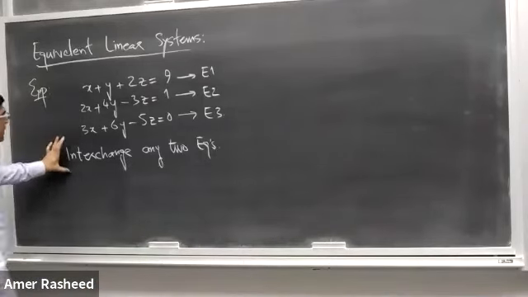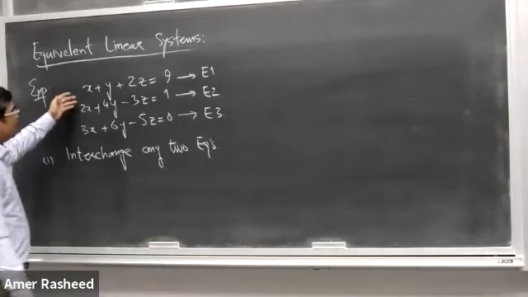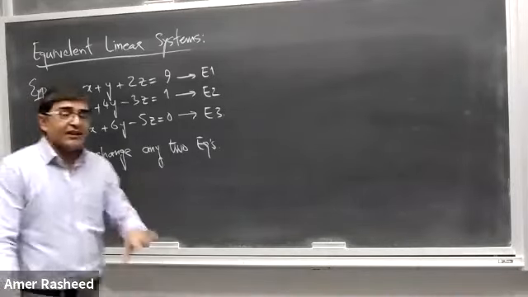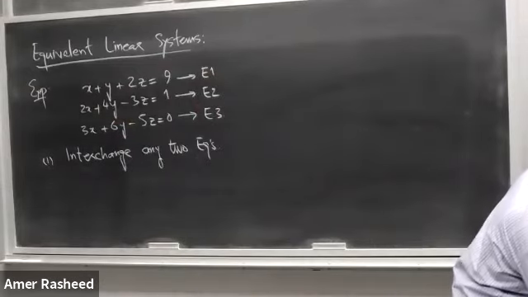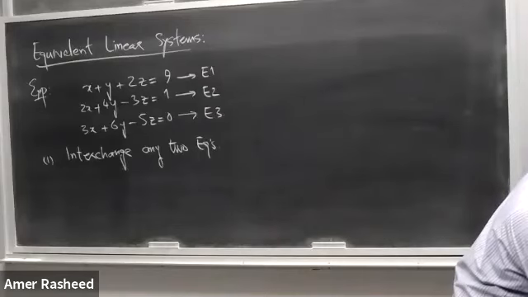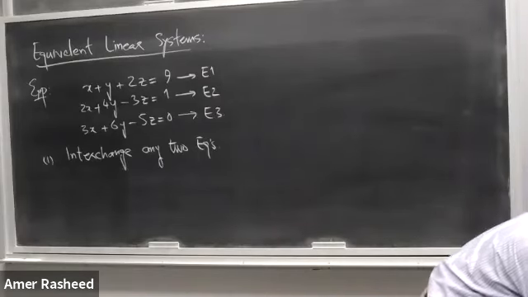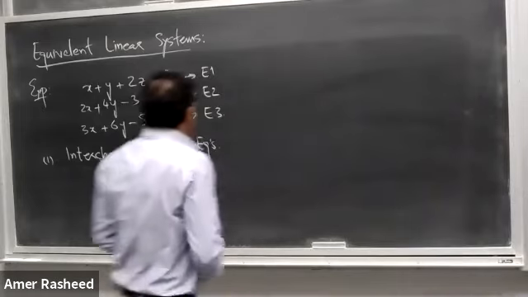After applying this operation, we say that the resulting linear system is equivalent to the original linear system. Why do we call them equivalent? Because they have the same set of solutions. The solution would not change in this case. So this operation is allowed.